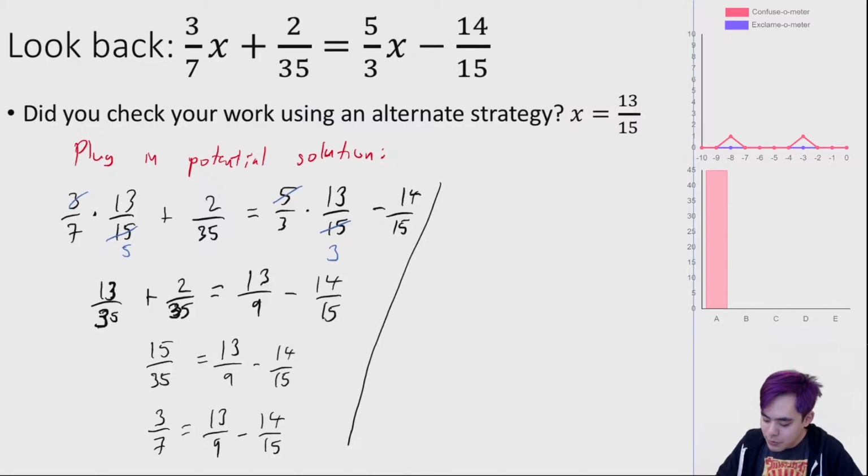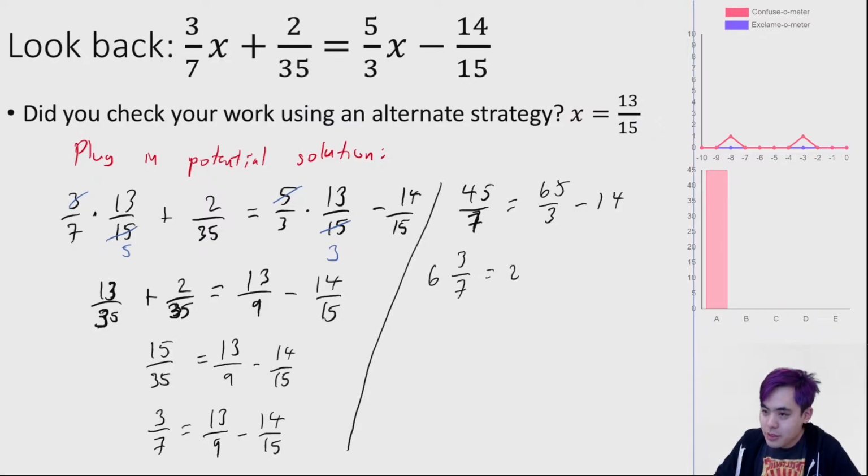So if we multiply both sides by, let's say we multiply both sides by 15, so 45 over 7 is equal to, did I do that right? Yes, by 15. So then you get 65 over 3 minus 14. So 6 and 3/7 is equal to 21 and 2/3 minus 14. And so we end up concluding 6 and 3/7 is equal to 7 and 2/3.